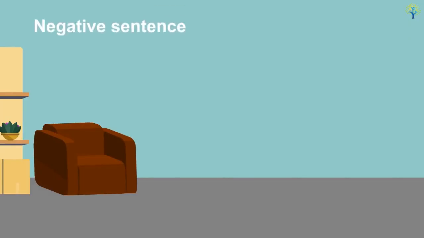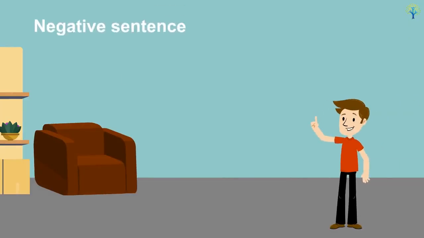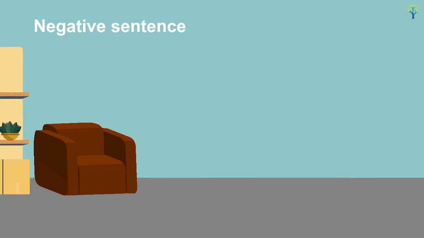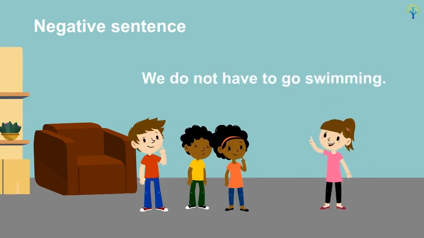To form a negative sentence, begin with the pronoun I. Use do not before have to and add the action you're going to take. For example, I do not have to go to work. Or, we do not have to go swimming.